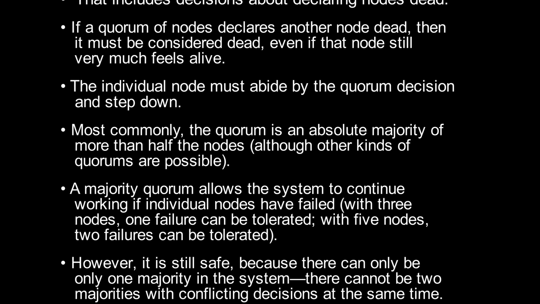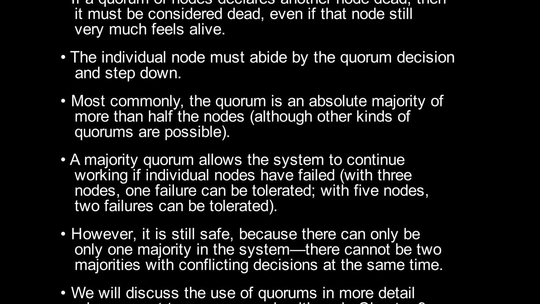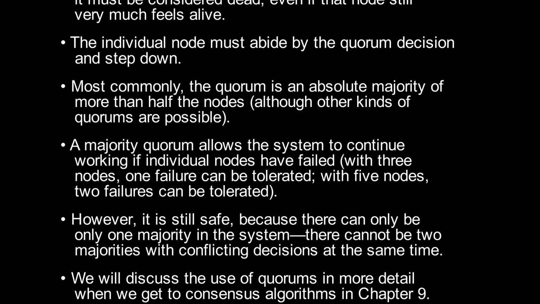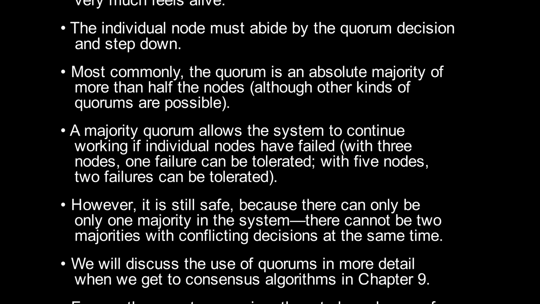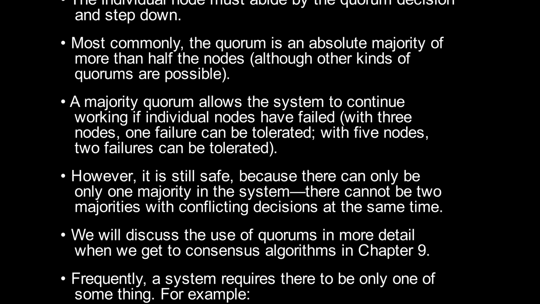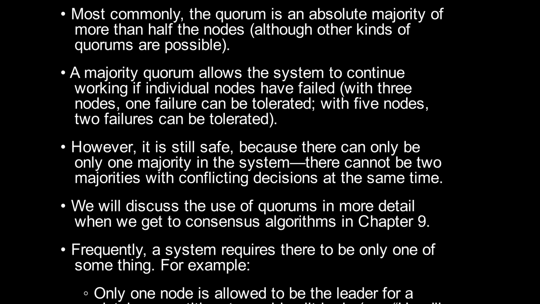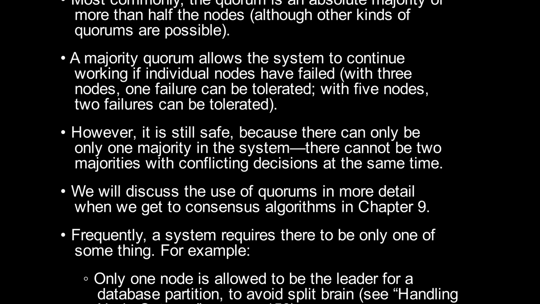With 3 nodes, 1 failure can be tolerated. With 5 nodes, 2 failures can be tolerated. However, it is still safe, because there can only be one majority in the system. There cannot be 2 majorities with conflicting decisions at the same time. We will discuss the use of quorums in more detail when we get to consensus algorithms in Chapter 9.